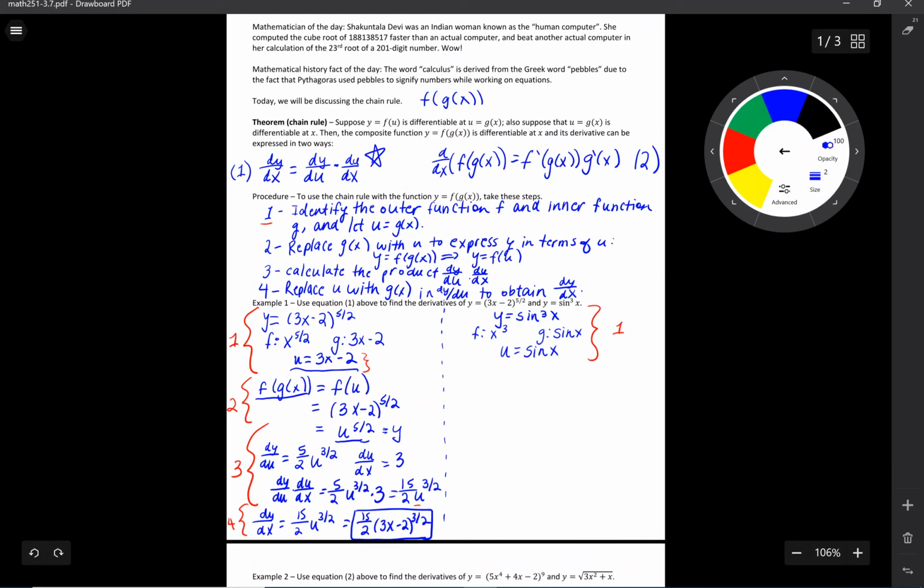Next, I replace g of x with u to express y in terms of u. So right now I have y equals f of sine x, but I set sine x equal to u, so this is f of u, which is equal to u cubed. So here I simply am expressing y in terms of u. This is step number 2.